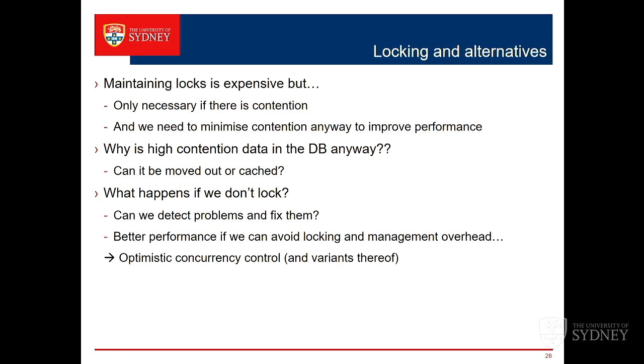What happens if we don't lock? I mentioned this a couple of weeks ago. If I've got a system where contention is a rare event, then I'm putting all this overhead into locking and so on, and it's a rare event. That's great. I have a really consistent, reliable system, but I'm putting a lot of overhead into handling something which happens rarely. So that leads us to optimistic concurrency control, where I say, things don't go wrong very often. I'll just fix them up when they go wrong. So optimistic concurrency control and variants thereof.